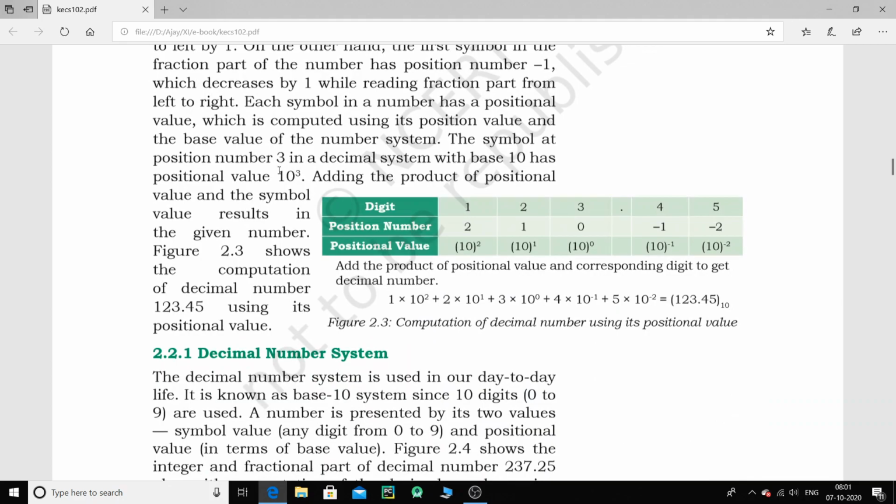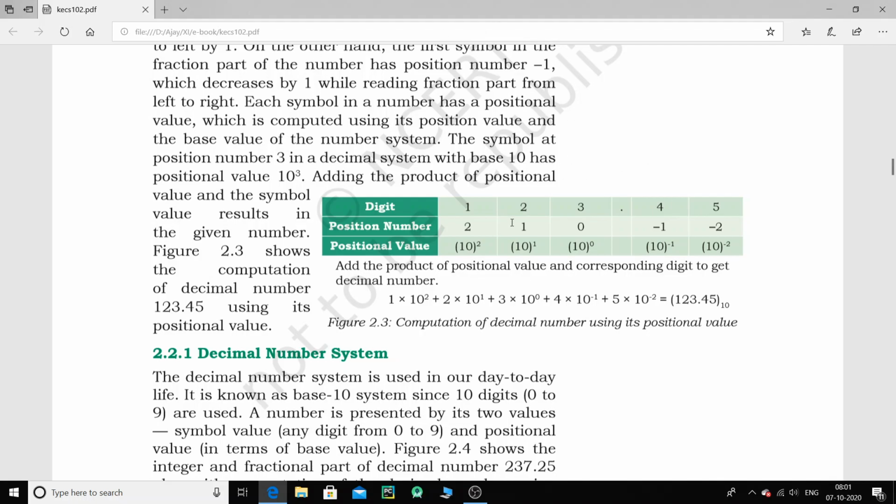We humans use the decimal number system, and the base value of the decimal number system is 10. The reason it is 10 is that there are 10 symbols, 0 to 9. Using these symbols we form a number, isn't it? So it goes 0, 1, 2, 3, 4, 5, 6, 7, 8, 9, and then the next number comes with the combination of 1 and 0.